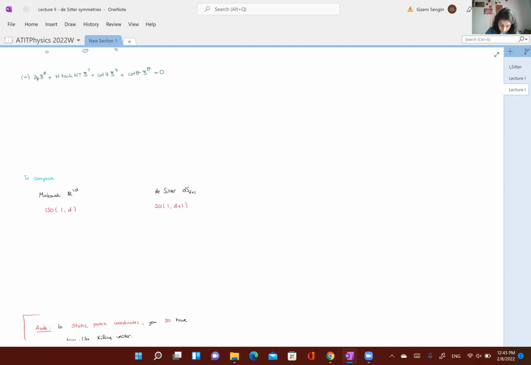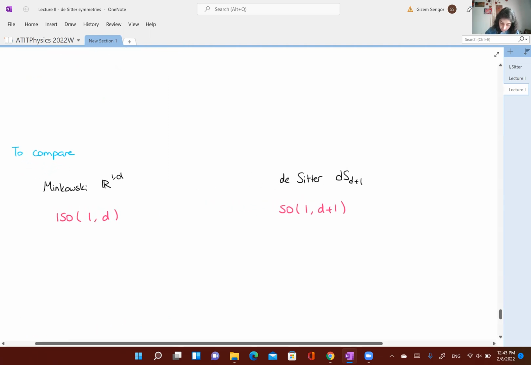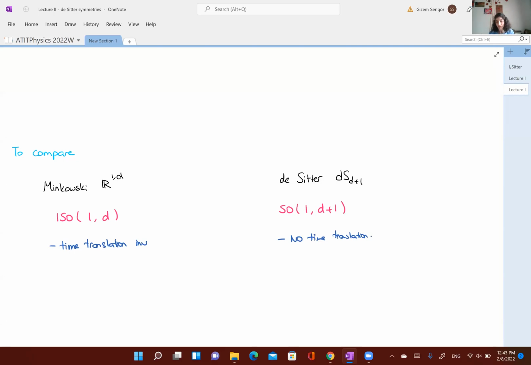So to compare, on Minkowski, we said we have time translation invariance. And here we don't have it. No time translation. But this doesn't mean you should worry. It just means you have to understand what is specific to this structure.